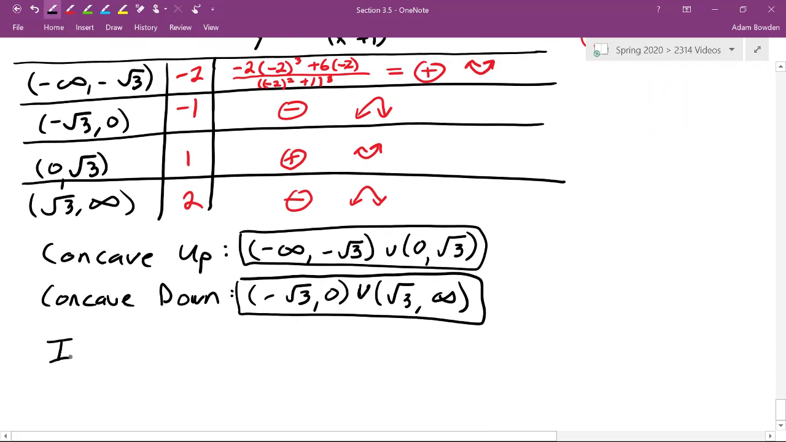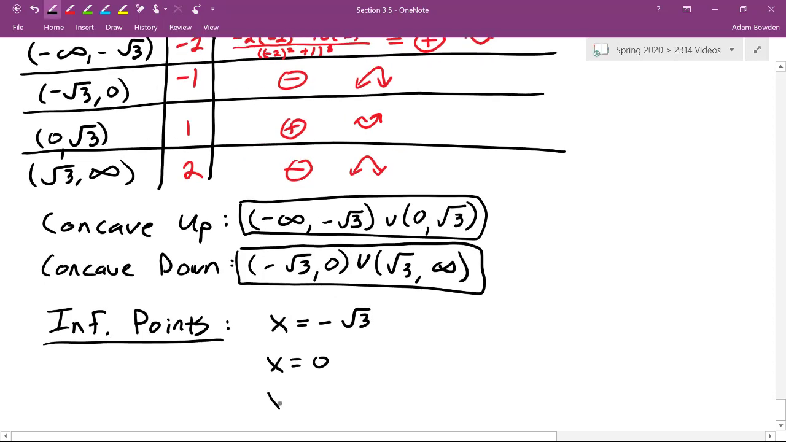The inflection points, so we had three of them: x equals negative square root 3, x equals 0, and x equals square root 3. Just to show you the process behind calculating the y, I'll plug it in here. We're going back again to the very original function. We have to plug this in for x, which in the original f of x equals would look something like this.